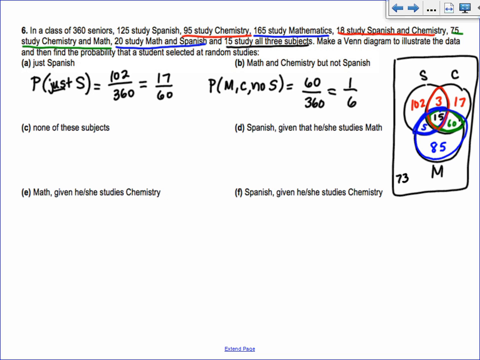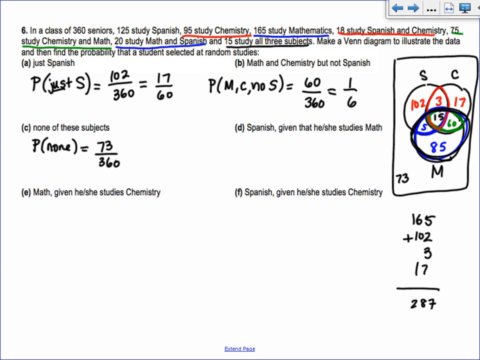It is 73, yeah. So you're going to add up all those amounts. The easiest thing to do is, math was 165, so then do 165 plus 102 plus 3 plus 17, like the portions that were not inside that circle. You end up getting 287, and then subtract that from 360, you get 73. Okay, so none of these subjects is going to be 73 students out of the 360, which I don't believe reduces.